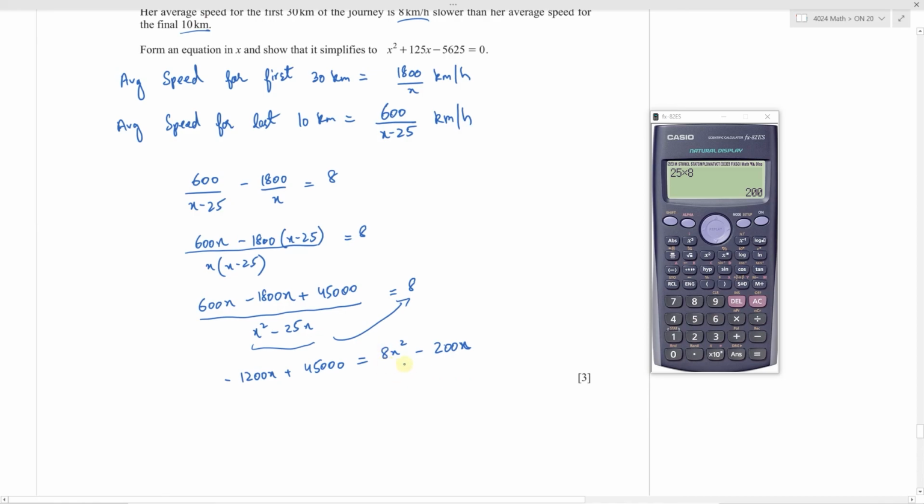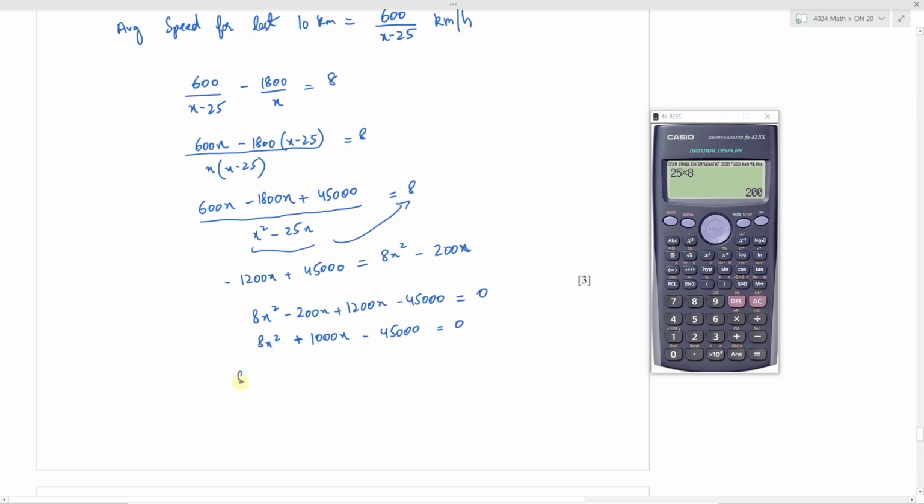Let's take everything to the right side. So the right side will become 8x squared minus 200x. And if I take this to the right side, this will become plus 1200x, and this will become minus 45,000. And on the other side, you're left with 0. Minus 200 plus 1200. So 8x squared, plus 1200 minus 200 is plus 1000x, minus 45,000 equals 0.